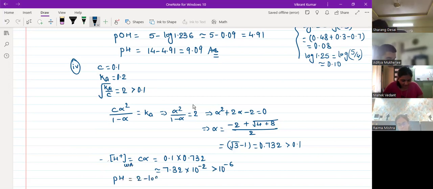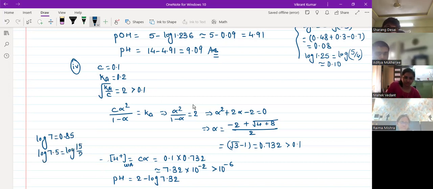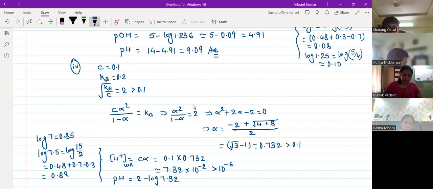So this was H plus from weak acid, and that will be equal to H plus total, and that's why 2 minus log 7.32. Again, if they have not given you number, we can predict the number. Like log 7 was 0.85 this, and log 7.5 we can calculate, है ना? This is log 15 by 2, and that is log 15 will be log 3 plus log 5, so 0.48 plus log 5 0.7 minus 0.3, है ना?